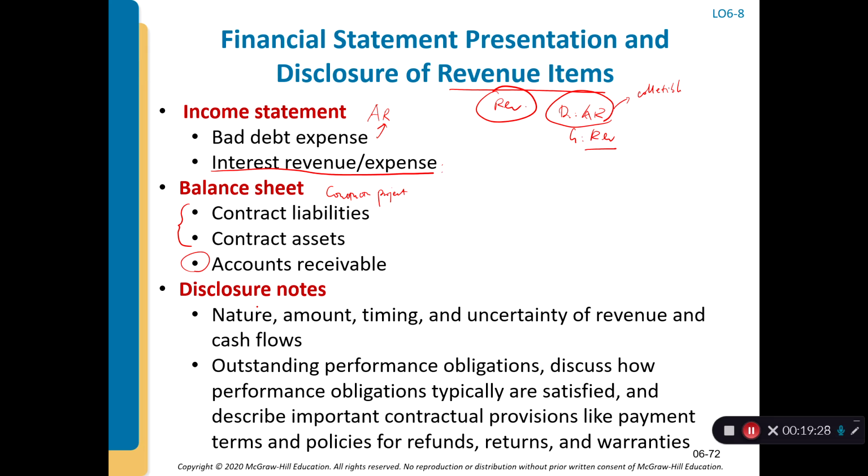In terms of the disclosure notes, I wanted to emphasize that we have to disclose the nature, amount, timing, and uncertainty of revenue and cash flows. And also the outstanding performance obligation, we have to discuss how the performance obligations typically are satisfied, right? And describe the important contractual provisions like payment terms and policies, and refunds and returns and warranties.